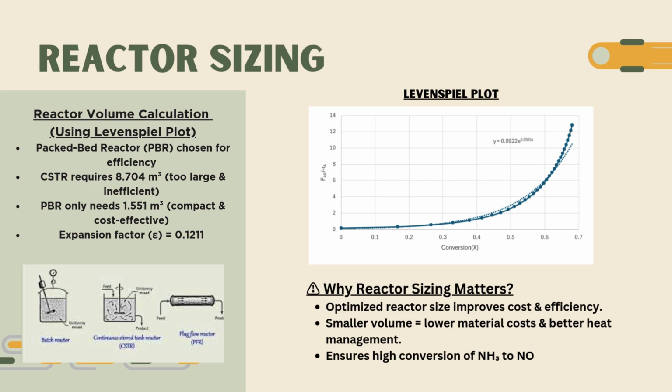Next, the reactor sizing. We use the Levenspiel plot to calculate the required reactor volume. The result shows that the CSTR requires 8.704 meter cube. PBR only needs 1.551 meter cube, which is smaller, more efficient, and has lower operational costs. The expansion factor, which is 0.1211, was also considered to account for the change in gas flow during the reaction. This will ensure our reactor design efficiently handles the process conditions.